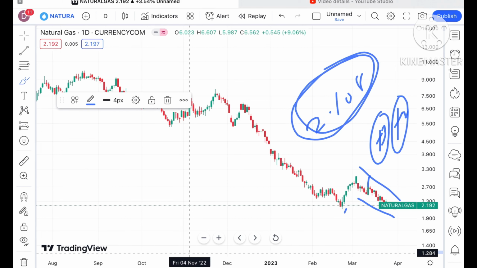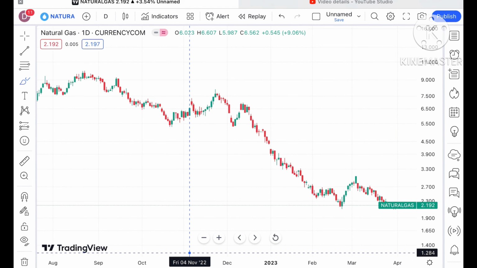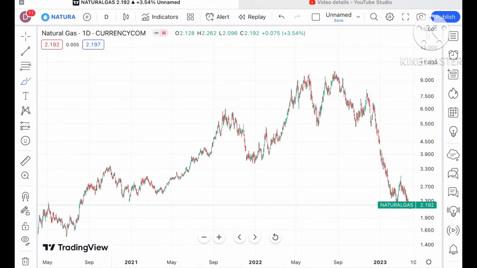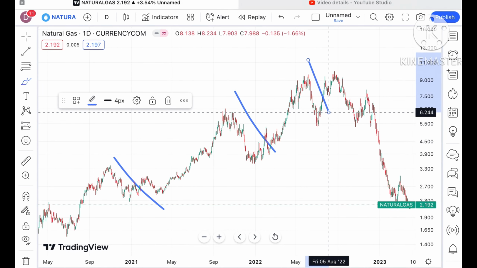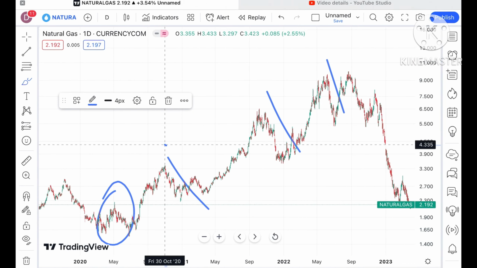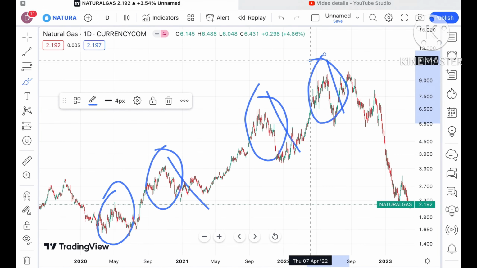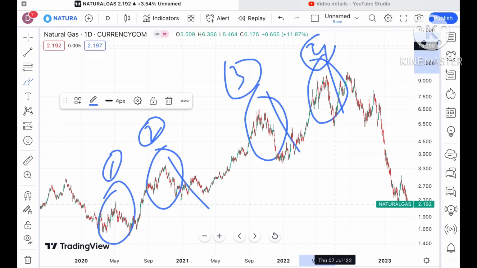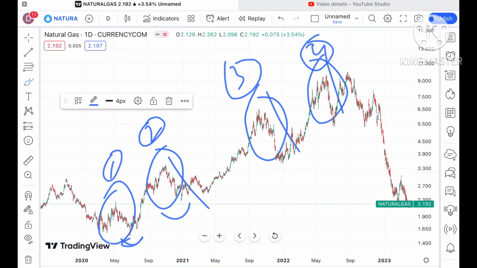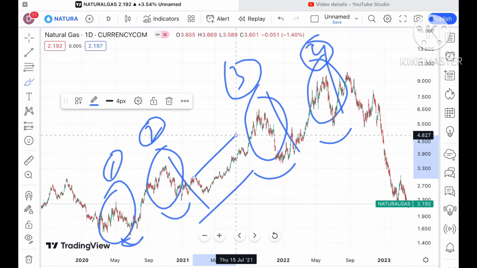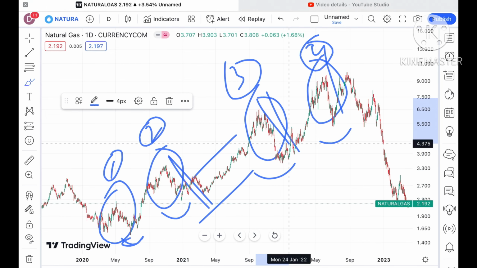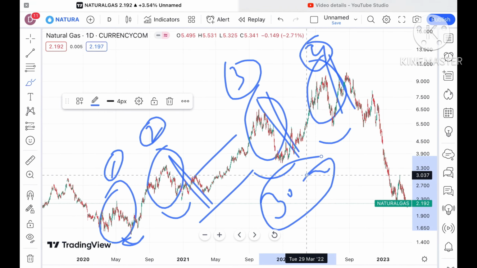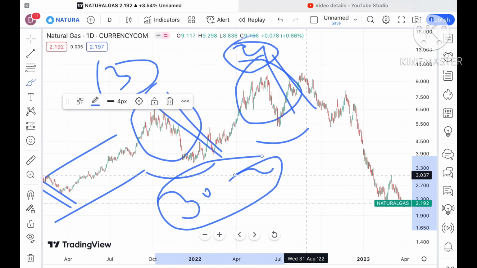If you look at this trend, there is a pattern forming which I have explained in every video: whenever it crosses its previous high, a sharp fall comes. A swing forms, the swing moves upside, and then a sharp fall comes. This sharp fall is around 30, 40, even 50, even 100% in natural gas.